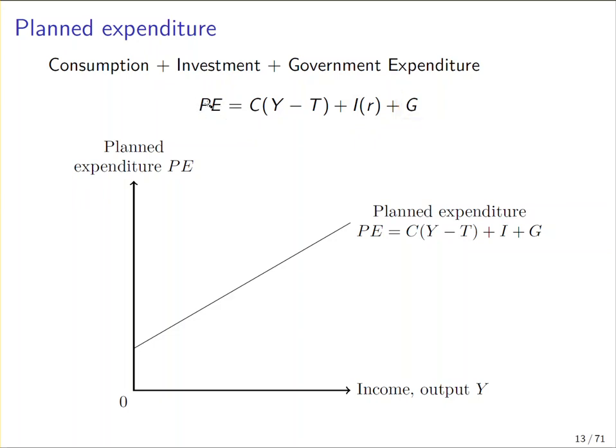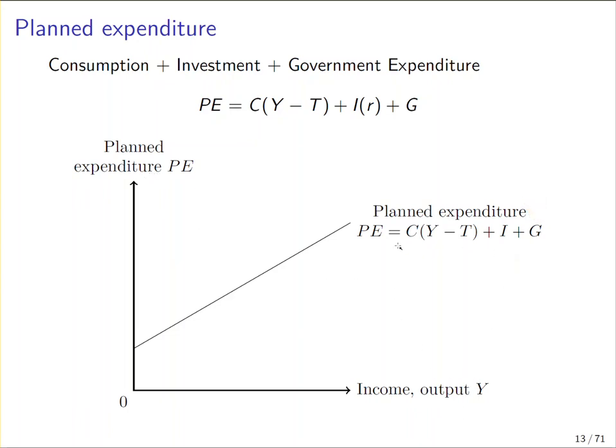And why do we call it planned expenditure? Because consumption depends on disposable income, right? The higher the income, the higher the C, okay? And as we said in the last class, usually the slope will be less than 1, right? An increase of 1 unit of income will give you less than 1 increase in consumption. So that's why you will see this particular line is increasing in Y, right?